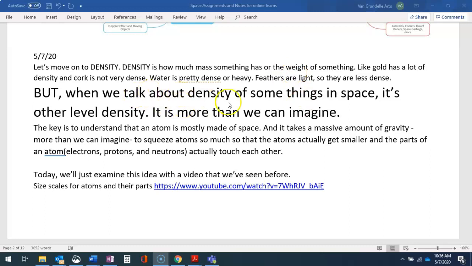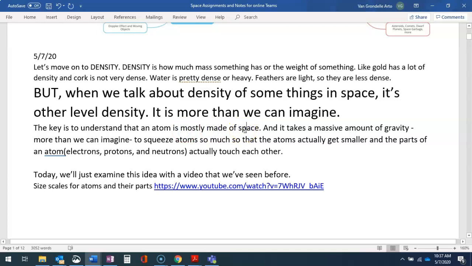But when we talk about density of some things in space, the universe, things that are just beyond our imagination, it's other level stuff. It's a whole other level of density and gravity and masses of things. It's more than we can imagine. But the key to understanding what we're going to mention here about density, especially in stars and different bodies in space, is to understand that an atom is mostly made of space.